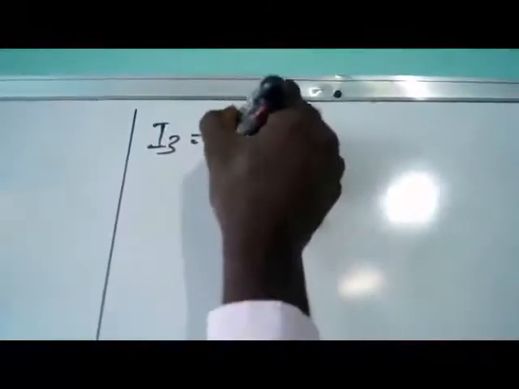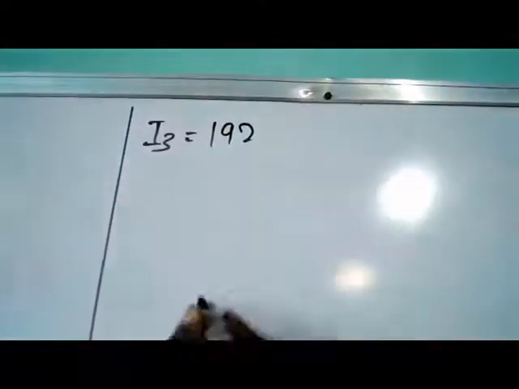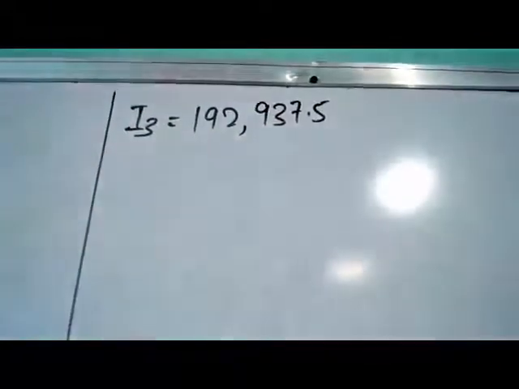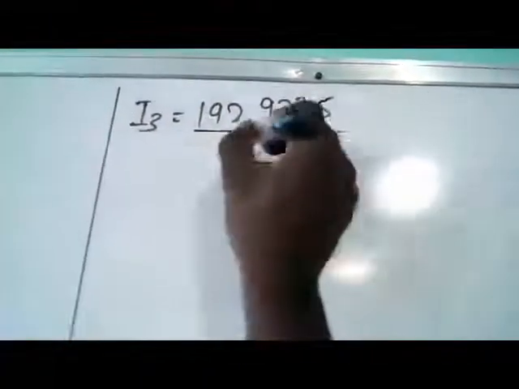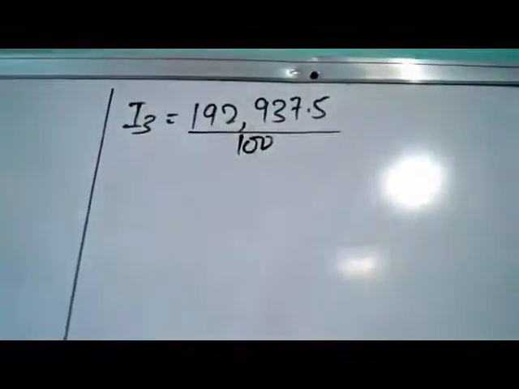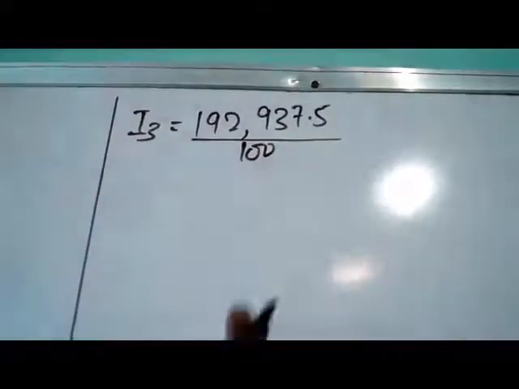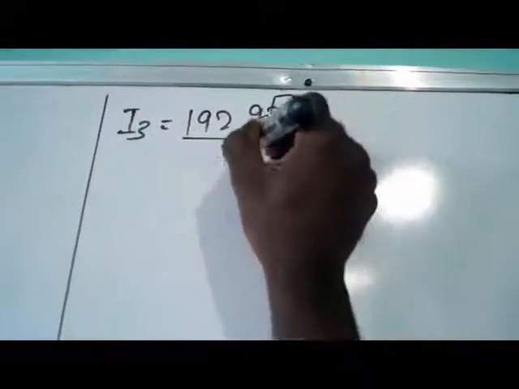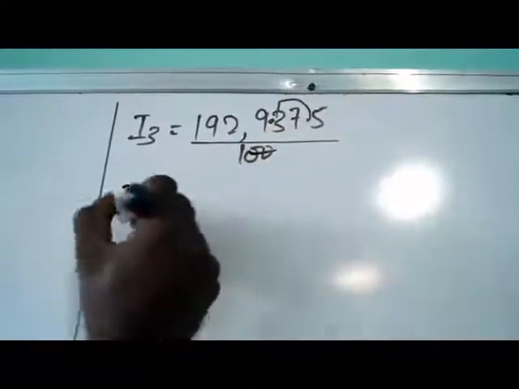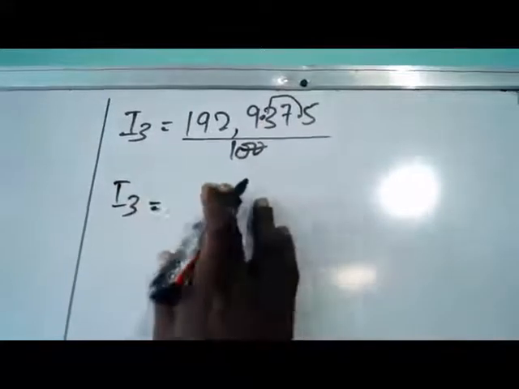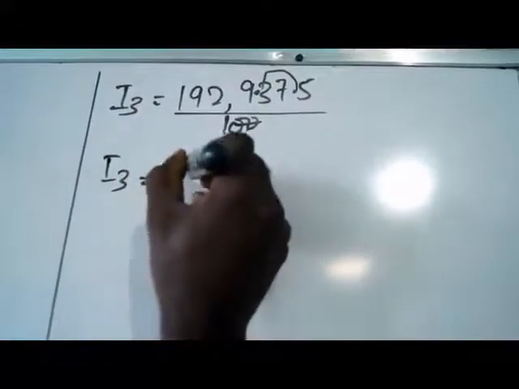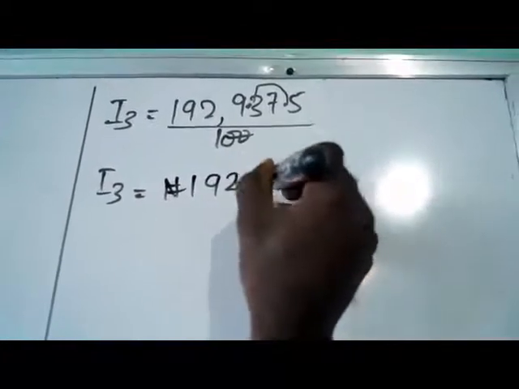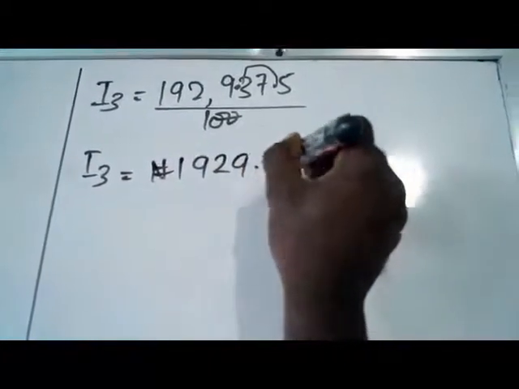I'll be having 192,000 and we have 937.5 divided by 100. Right, so that's what we'll be having if you multiply that out. Now, if you divide by 100, your decimal point comes from here and shifts inside here. Right, so I have my interest to be 1,929 naira. Then I have a 375.